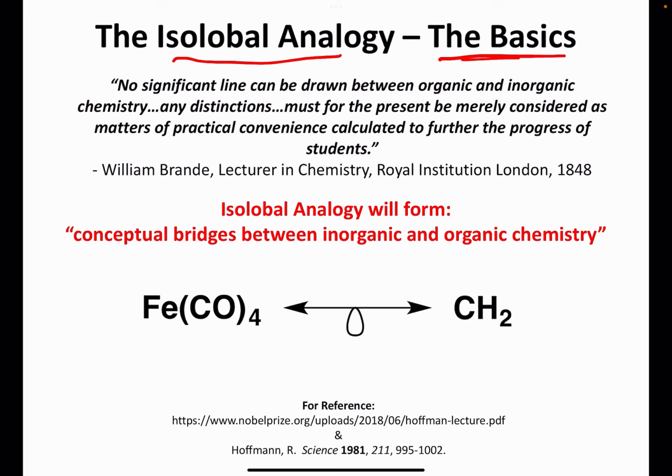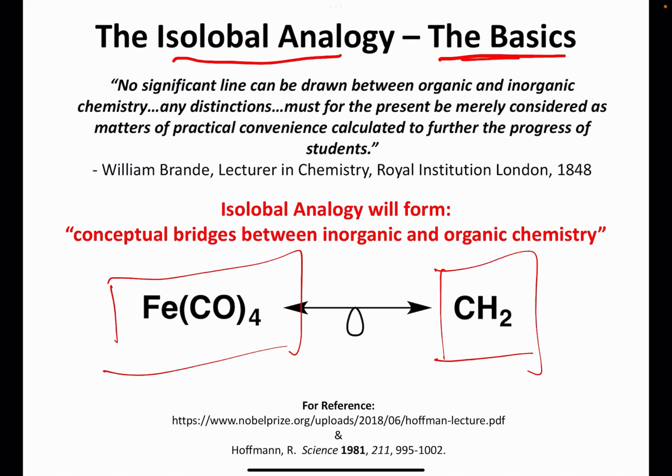And so what we're going to see is that the iron tetracarbonyl fragment is in fact isolobal with CH2. And this arrow right here with the half an orbital below it indicates an isolobal relationship. The majority of this lecture summarizes what I believe is explained in Roald Hoffmann's Nobel Prize lecture and a paper he wrote in Science in 1981.